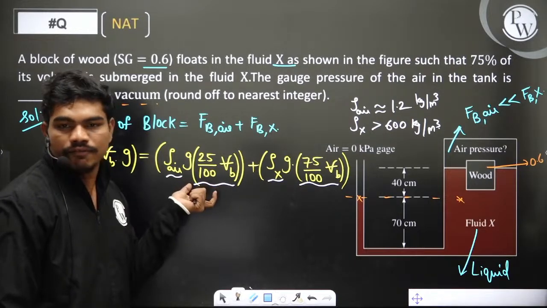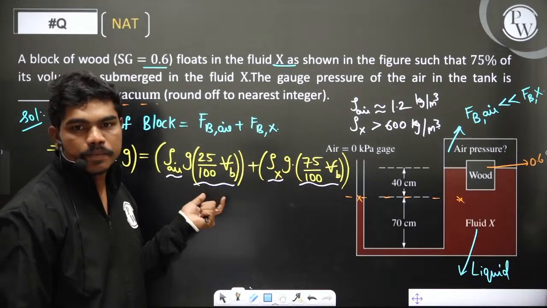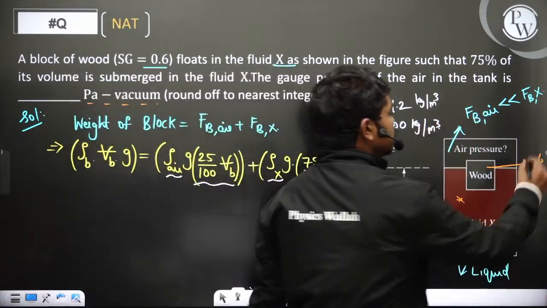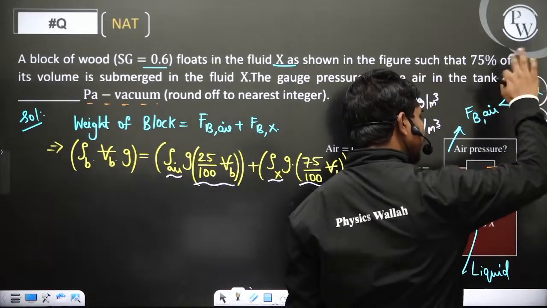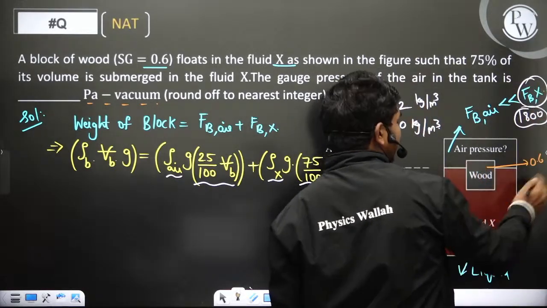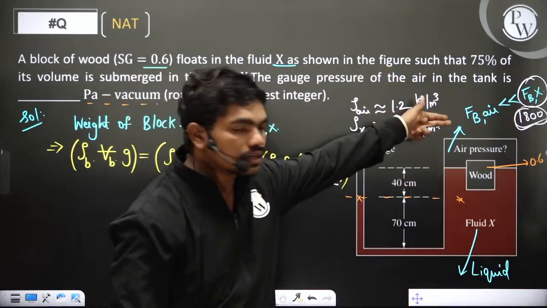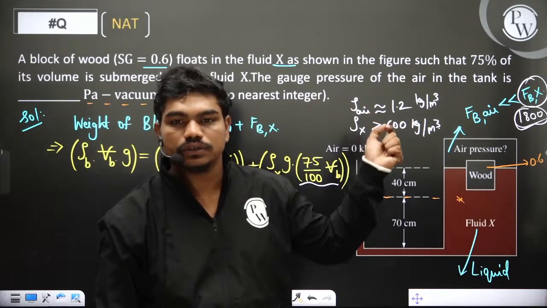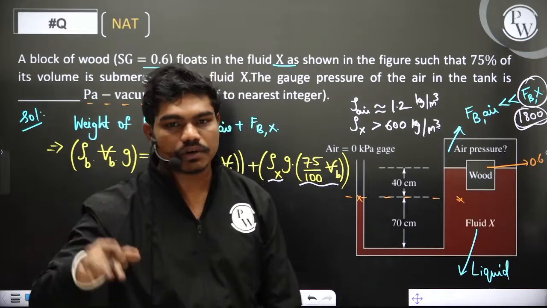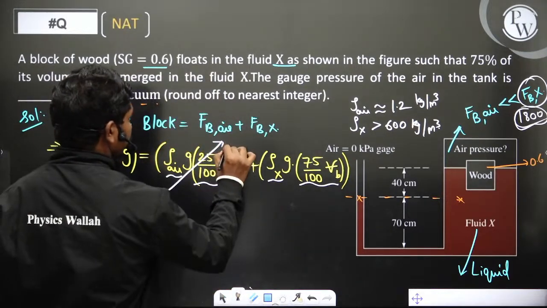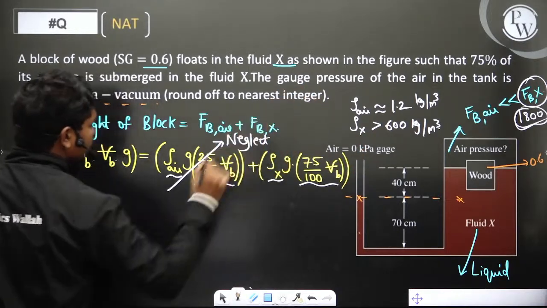So can I neglect this now? Yes or no? That's why I have written this, because this term is around 1800 times more. This 1800 is the limiting case, just to keep the wood there, but it's almost 2000 or 2100 times more than this term. So we can neglect buoyancy due to air. Everything we say definitely has a logic. We have to understand the physics behind it. It's not that I like fluid X and don't like air; you have a certain logic for why we are doing that.